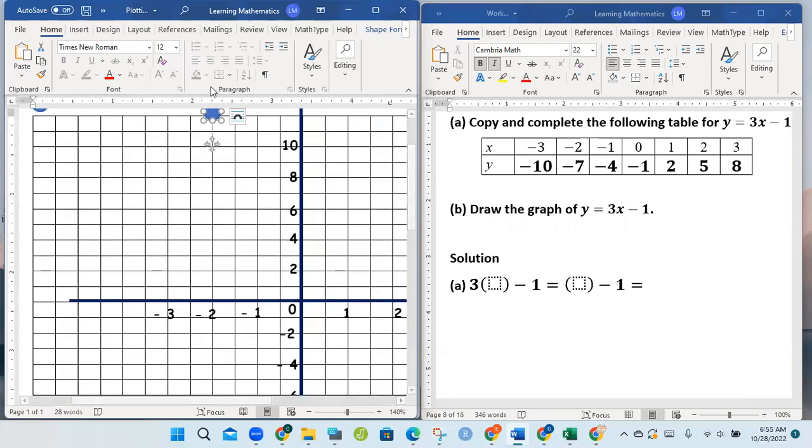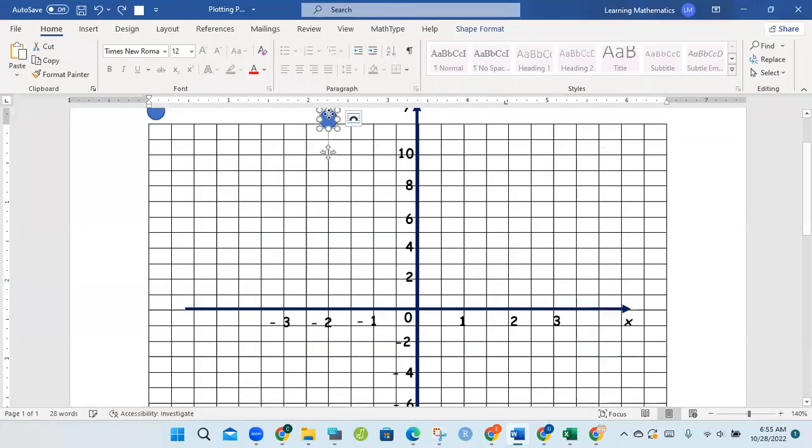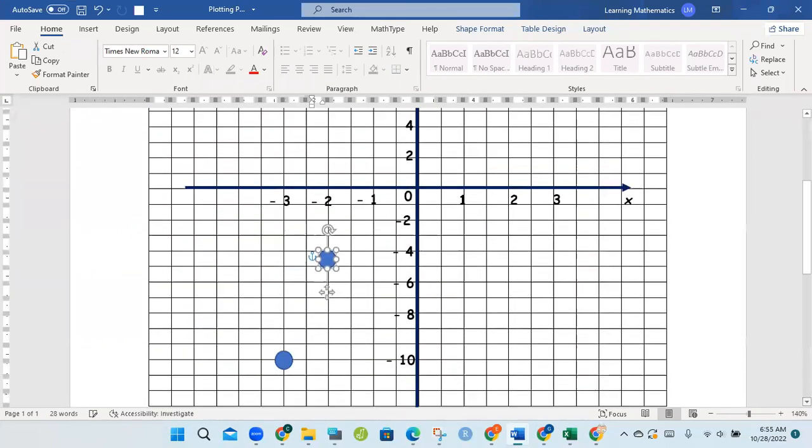-7 is between -6 and -8. So we have to stay on -2 for the X and come down to -7 on the Y. And that will bring us right here. So that's -6, and then we are going to -7, right between -6 and -8.